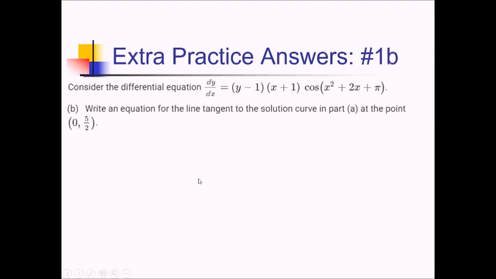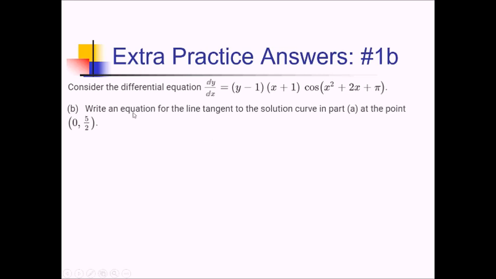For this part of the problem, they want an equation for the line tangent to the solution curve in part A at the point (0, 5/2). So for a tangent line, we need 3 things: an x value, a y value, and a slope. I'm just going to use point-slope to write this tangent line. I don't have to actually use it for anything, I just have to write the equation of the line. But I don't have the slope yet. I have the x value, I have the y value in this point that they gave me. I don't have the slope.